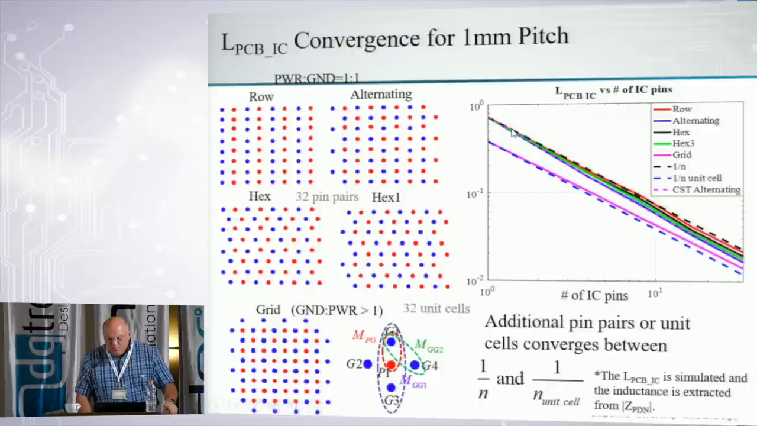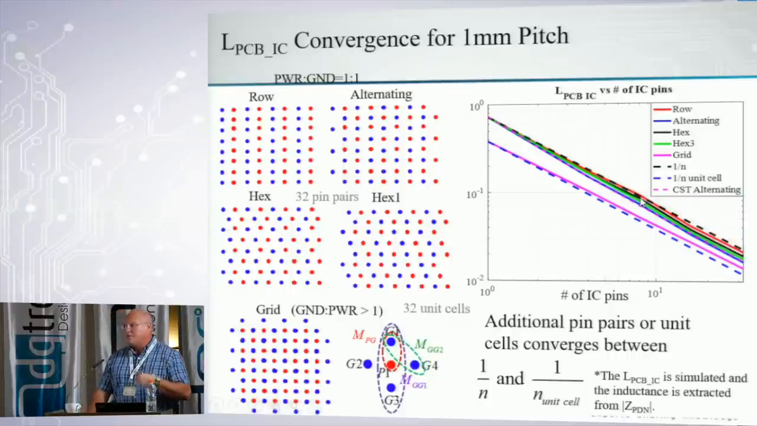Okay, this is power, but power and power return go together. As we add power and power return pins, you see this dashed line? It just goes as 1 over n. So we calculate the first one, and we add another pair, divided by 2. We add another pair, divide by 3. Yada, yada, yada. You get the point, right?